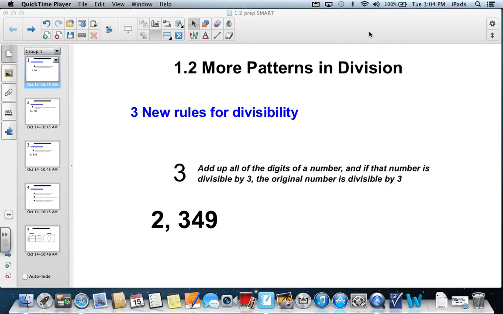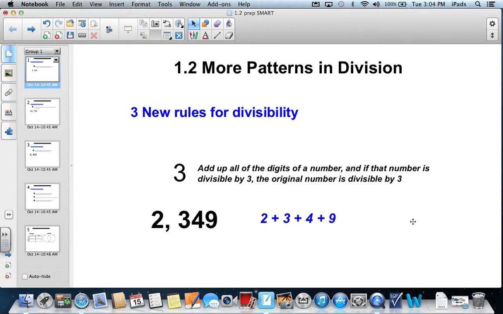The divisibility rule for 3 is that you add up all the digits of a number, and then if that number is divisible by 3, the original number is divisible by 3. The number I chose here is 2,349. You add each individual digit together, 2 plus 3 plus 4 plus 9, and that gives you 18. 2 plus 3 is 5, plus 4 is 9, 9 plus 9 is 18. And you look at 18. Is 18 divisible by 3? Yes, it is. So that means that 2,349 is divisible by 3.